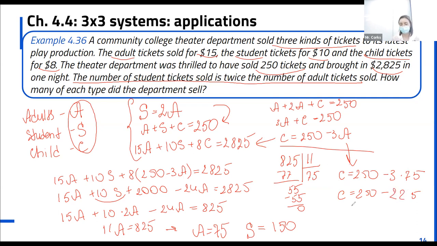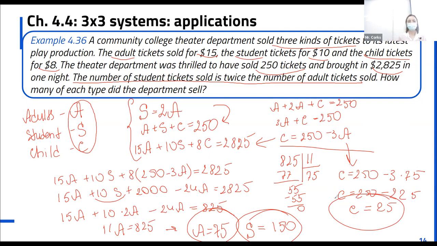Two, 5. So the number of children's tickets is 25. So here are our answers. Please pay attention if you use default variables x, y, z, that you correctly write the number of each type of tickets in the answer.